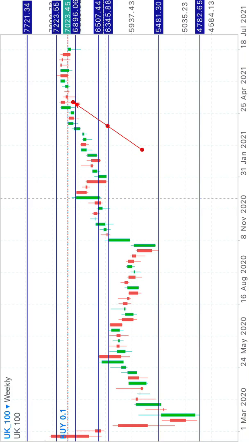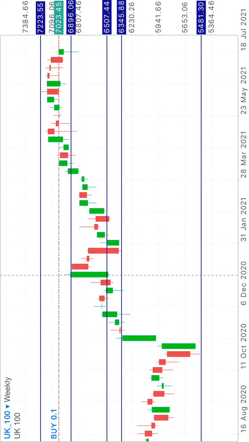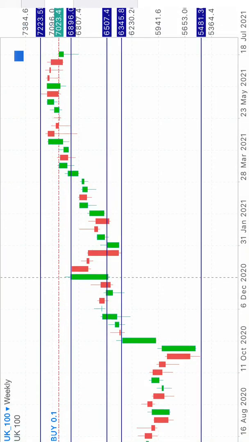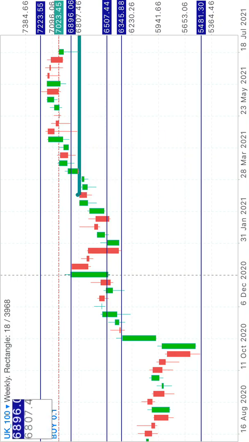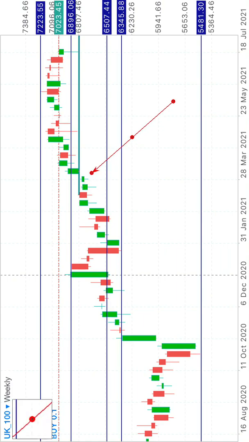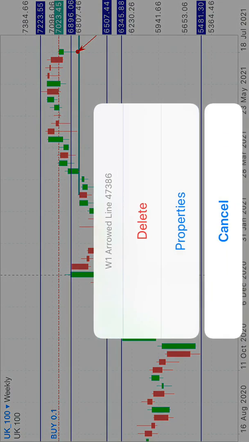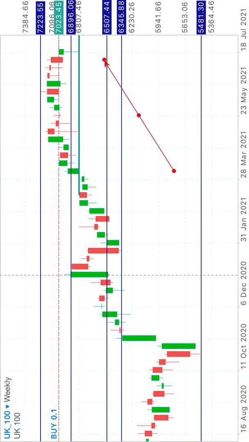Right. So now, and also on a weekly, we also have this order block over here. I will just mark it with this rectangle line. There was this bullish order block, and then this week's candlestick has just retested this order block.